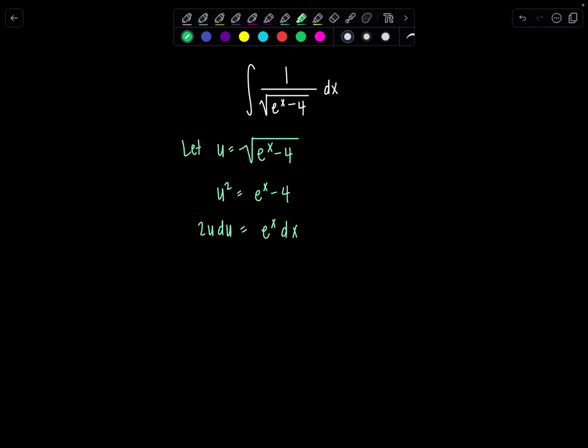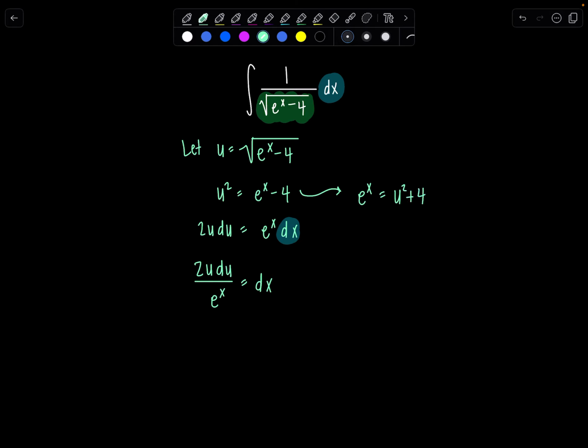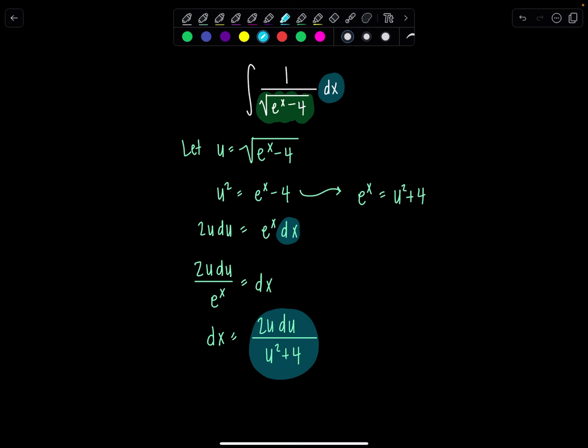All right, well, if I'm looking right now at the integrand, this would be 1 over u, and then dx I need to isolate now and somehow have entirely in terms of u. So 2u du over e to the x is dx, but I can't have e to the x mixed in there, but that's when I just pop right over here and I go, e to the x is u squared plus 4. Perfect. So then that means dx is equal to 2u du over u squared plus 4. So all of that is going to go where dx is.